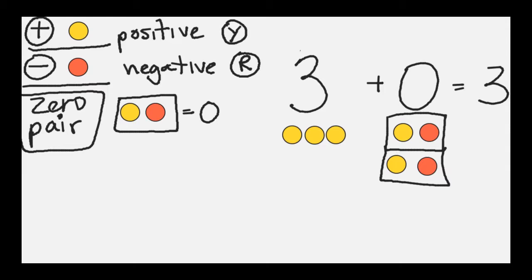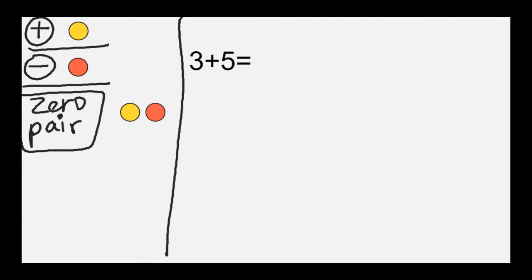So let's go ahead and add another 0 pair. Take another yellow, make it yellow, take another red. And so what we have here is 3 plus 0 plus 0 plus 0 still equals 3. And so the 0 pair is going to play a part when we add and subtract integers. So now let's go ahead and model some different addition of integers here.